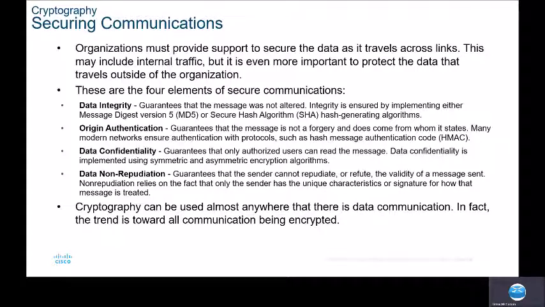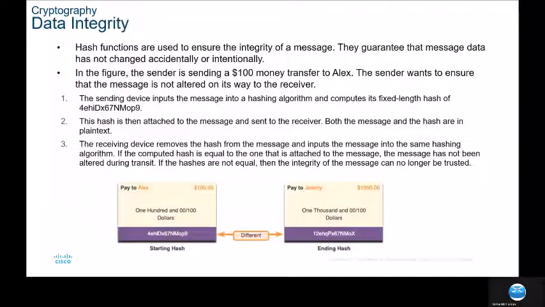Cryptography can be used almost anywhere that there is data communication. In fact, the trend is toward all communication being encrypted. So data integrity: hash functions are used to ensure the integrity of a message. They guarantee that the message data has not changed accidentally or intentionally.